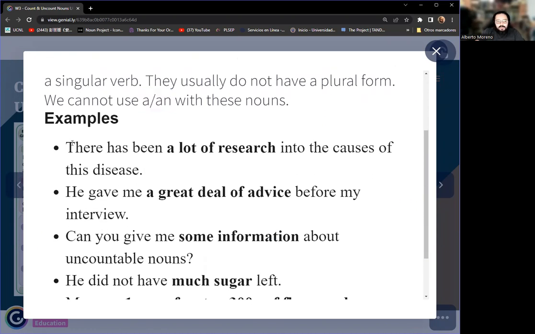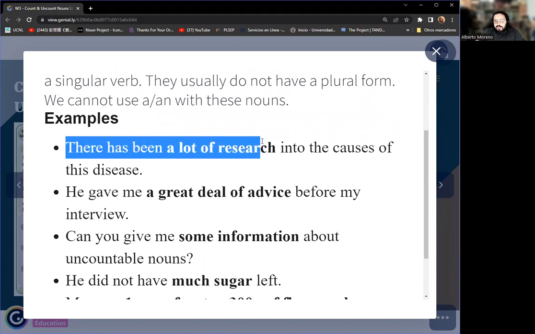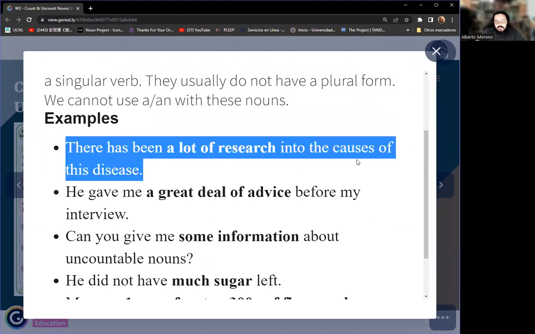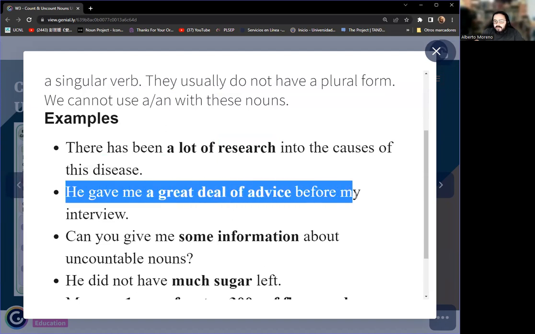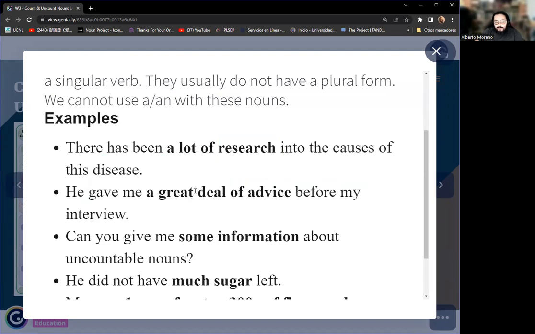For example, we have in here, there has been a lot of research into the causes of this disease. Research is an uncountable noun because it is an abstract idea. He gave me a great deal of advice before my interview. Advice is an abstract idea, so that's why it is an uncountable noun.